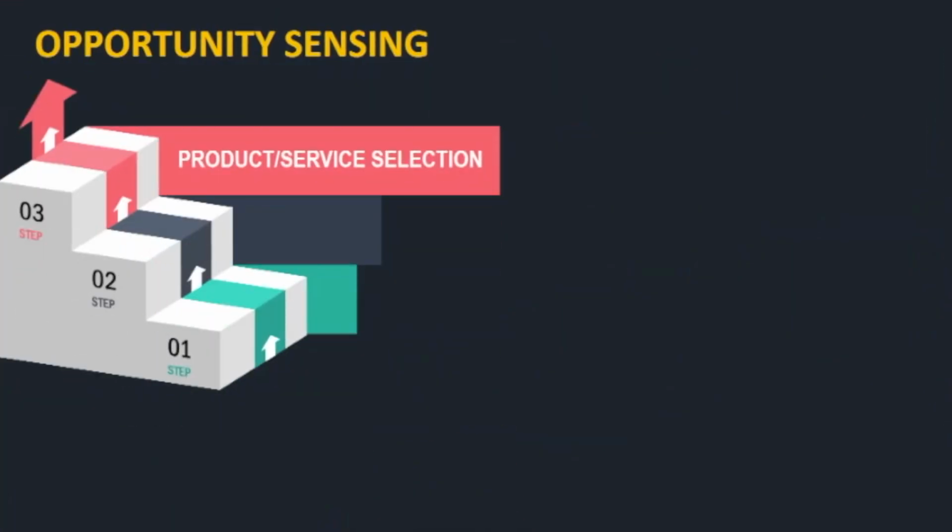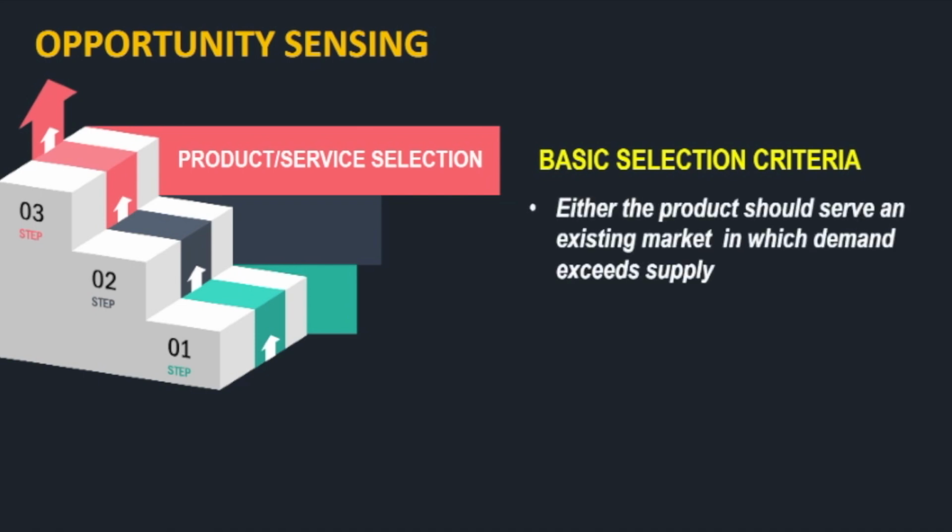The third step is the product or the service selection. Now, the basic selection criteria for choosing a product or a service is mainly three things. First, either the product or the service should serve an existing market in which the demand exceeds supply.